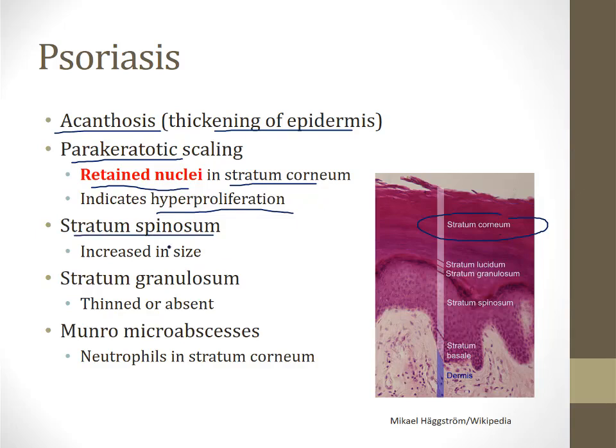The stratum spinosum is increased in size. That goes along with the acanthosis, the thickening of the epidermis. The stratum granulosum tends to be thinned or absent. And then finally, a classic finding is a Monro microabscess. This is a collection of neutrophils in the stratum corneum.